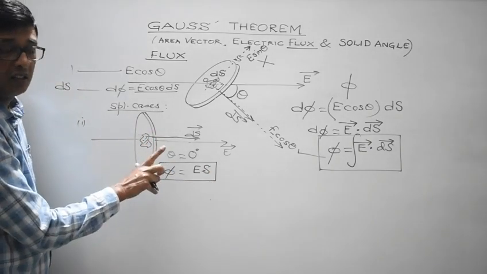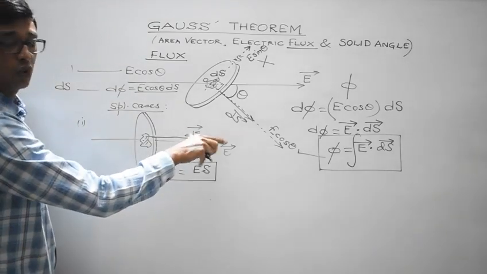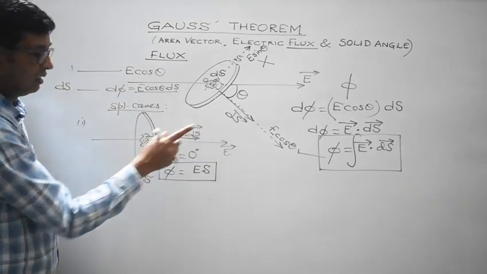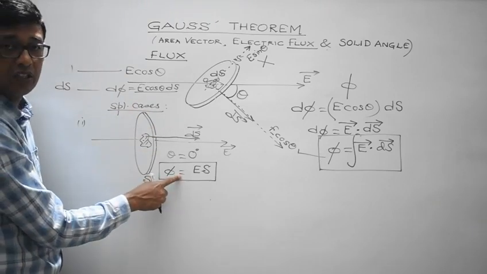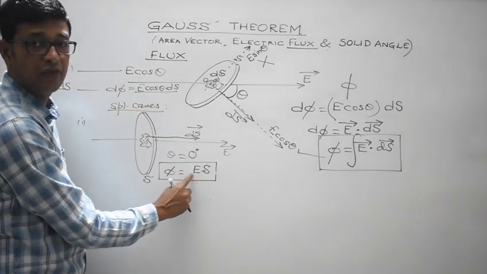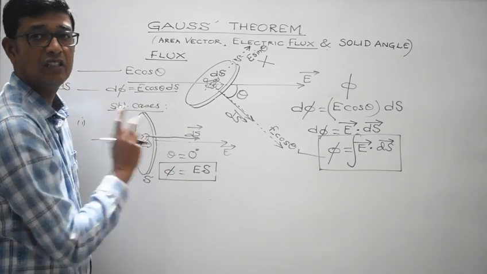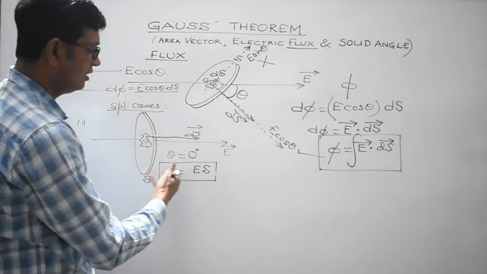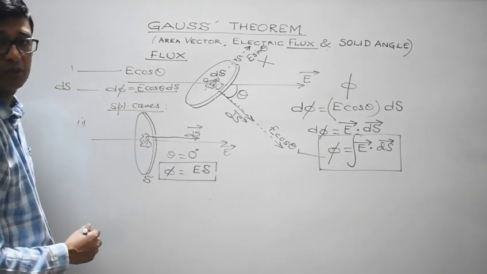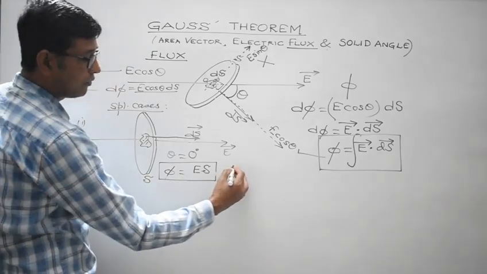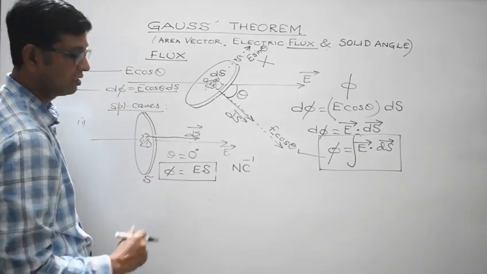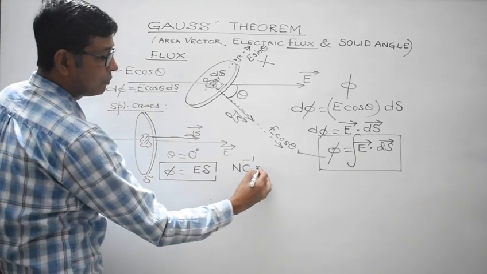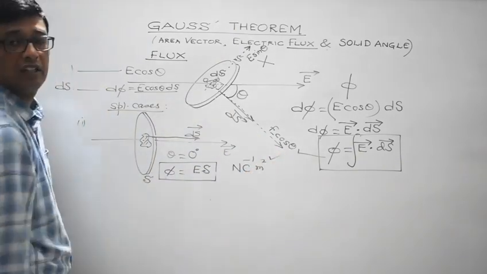In case all the field lines cross normally through a given surface, then the flux associated with that surface is numerically equal to the product of the strength of the electric field and the area of the surface under consideration. So we can easily find its SI unit from this formula. SI unit of electric field is Newton per Coulomb. It's force per unit charge, isn't it? What about area? It's meter square. So this is one of the SI units.